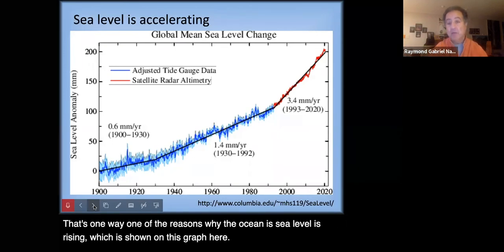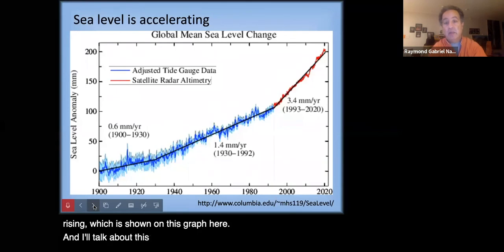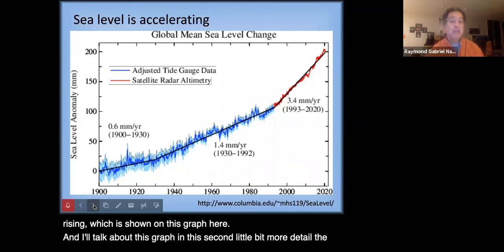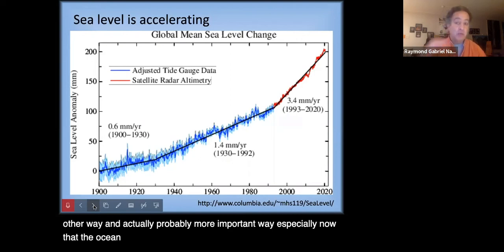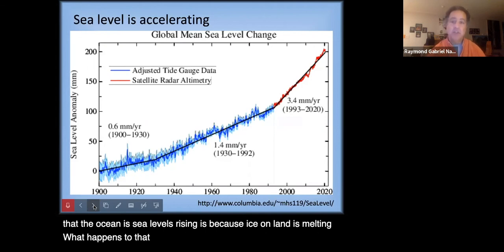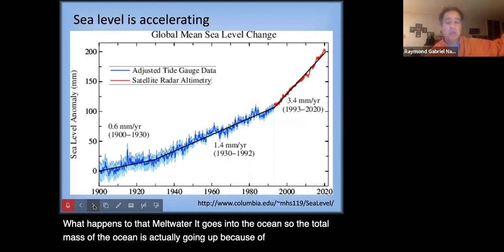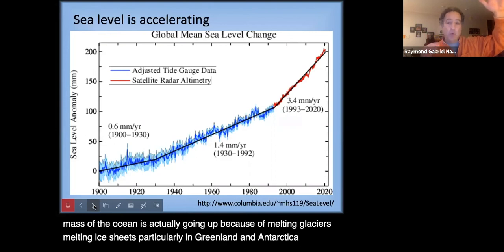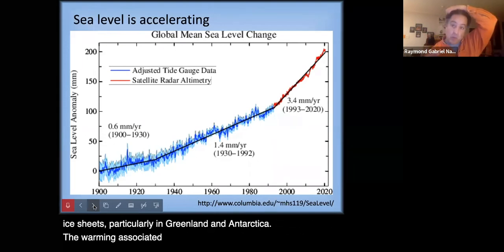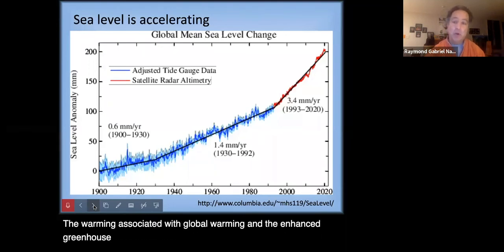And I'll talk about this graph in a second, in a little bit more detail. The other way, and actually probably the more important way, especially now that sea level is rising, is because ice on land is melting. What happens to that meltwater? It goes into the ocean. So the total mass of the ocean is actually going up because of melting glaciers and melting ice sheets, particularly on Greenland and Antarctica. The warming associated with global warming and the enhanced greenhouse effect is increasing the amount of water in the ocean. So you can see that from measurements here.